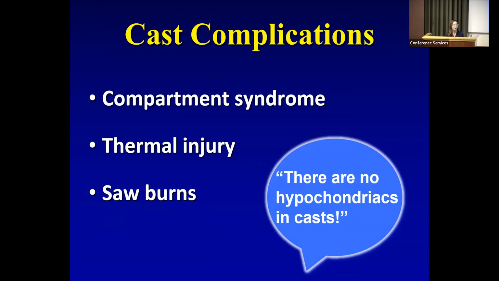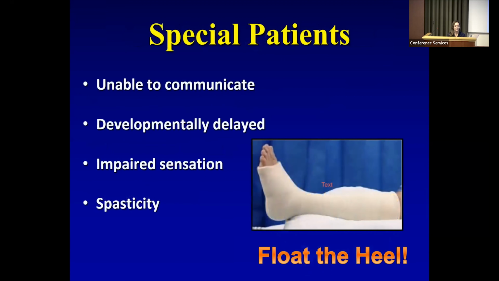And I always say that there are no hypochondriacs in a cast. If the child is complaining in the cast, it's always best to check to make sure that there isn't something wrong, either by removing the cast, or making a hole or window in the cast to inspect the skin. There can be lots of problems, especially in a child who can't communicate, either a child who's intubated and sedated in the intensive care unit, a child with autism or some other communication disorder, or if they have some developmental delays, or if they have impaired sensation, like a spina bifida patient or a paraplegic, for instance. They're not going to be able to tell you that their heel hurts in the cast.